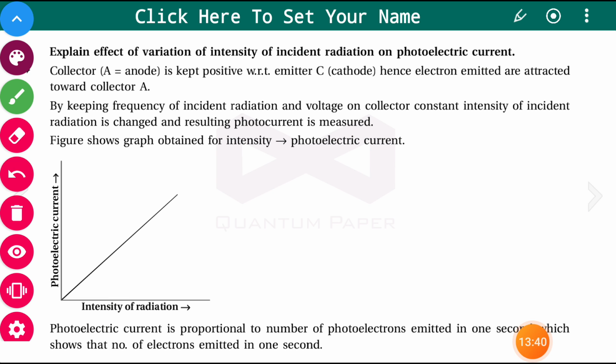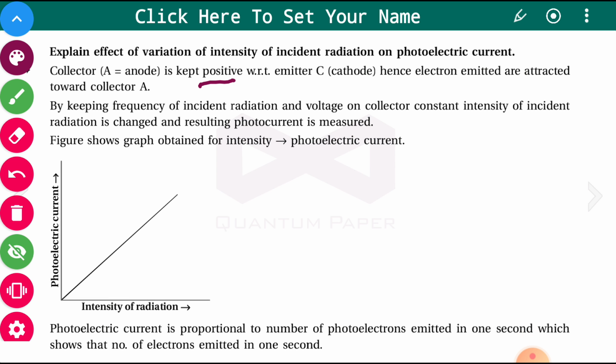Now the first effect is the variation of intensity of incident radiation on the photoelectric current. Now see, the collector is kept positive with respect to the emitter, that is the cathode. So the cathode is kept negative and the collector is kept positive.